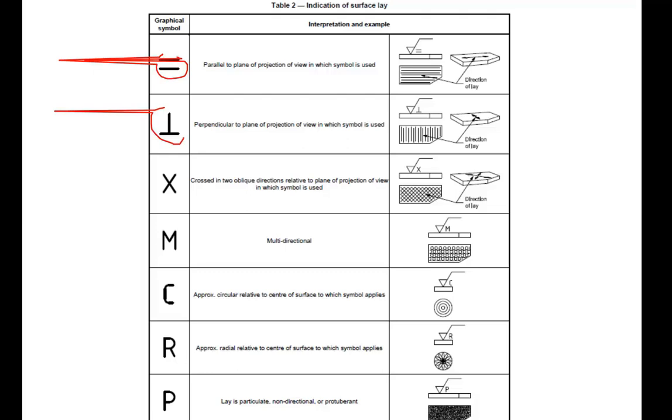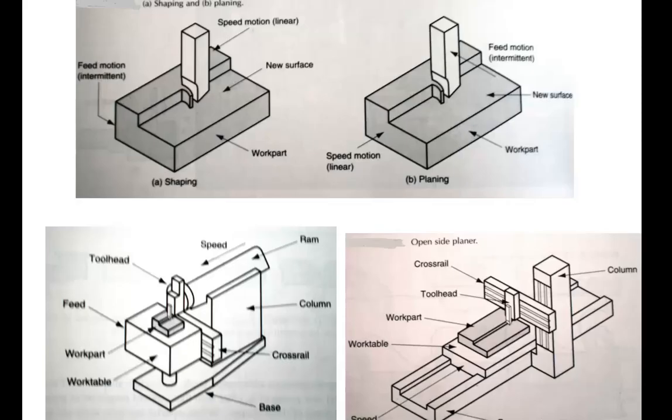If the lay symbol is cross X, then this means cut the material for finishing the surface, for setting its quality, not parallel to the frontal side, not parallel to the profile side, but in the diagonal direction. This direction cut and change the direction, that direction as well. If the symbol is M, then there is no specified cutting direction. In any direction, the surface may be cut.